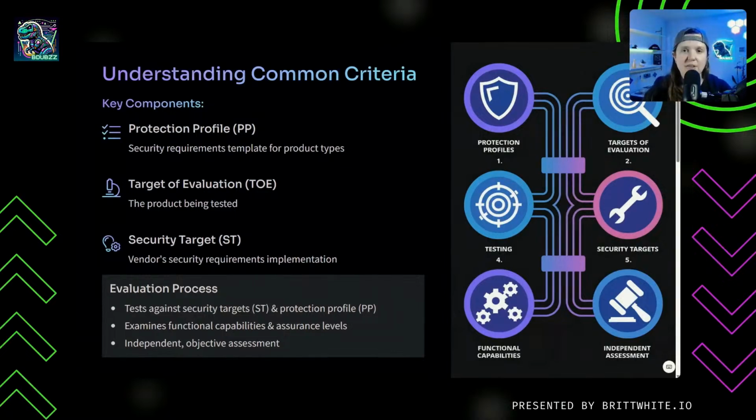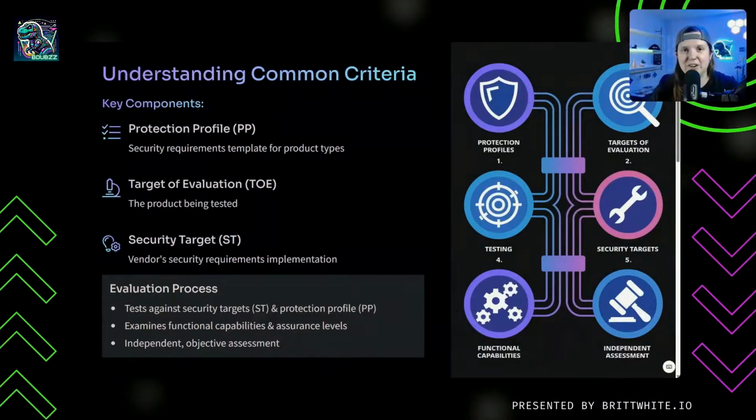Next is the target of evaluation, or TOE. This one's simple. It's just the product being tested. If we're evaluating a firewall, then that firewall is our TOE. Finally, we have security targets, or ST. This is where the vendor steps in and says, here's how our product meets all those security requirements in the PP. It's like their security promise, backed up by evidence.